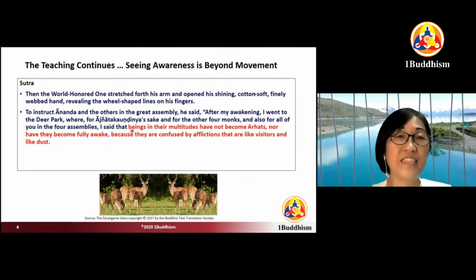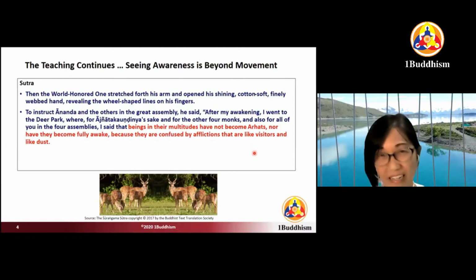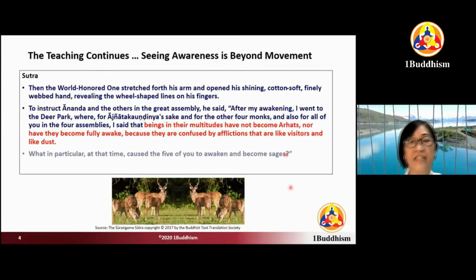So the Buddha said that beings in their multitudes have not become arhats, nor have they been fully awake, because they are confused by afflictions that are like visitors and like dust. So let's take a look at what the Buddha meant, because when we fully internalize this point, you will receive an aha moment, a realization that will help you to differentiate between the illusory mind and the true mind. So the Buddha asked the five of his early disciples, what in particular at that time caused the five of you to awaken and become sages?